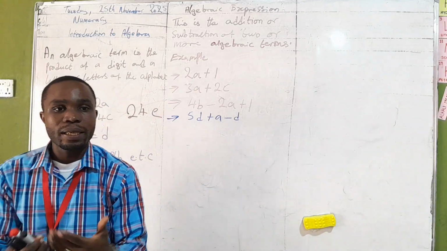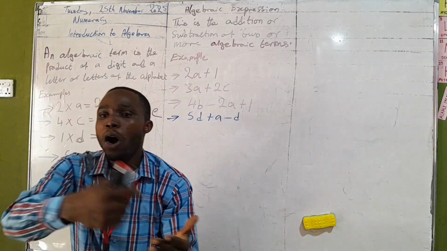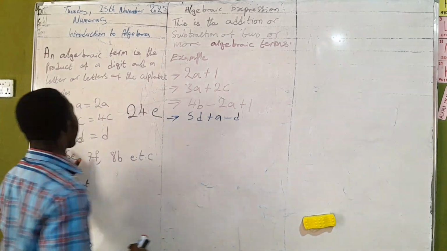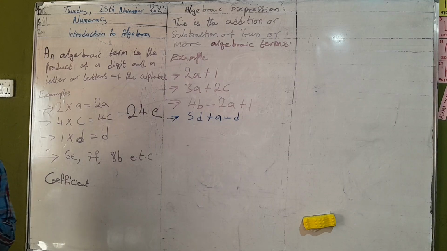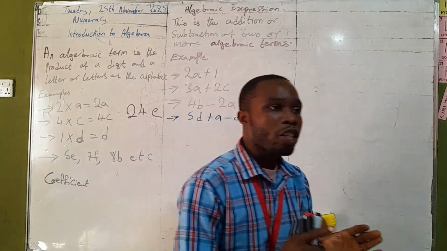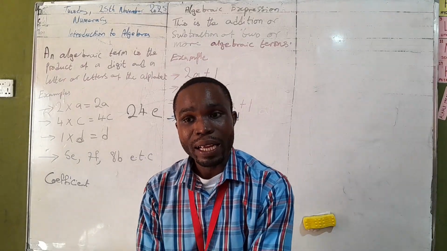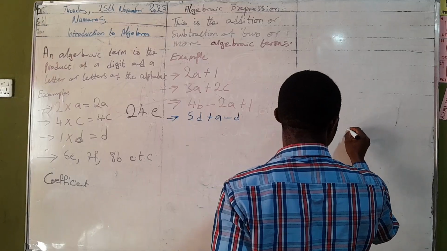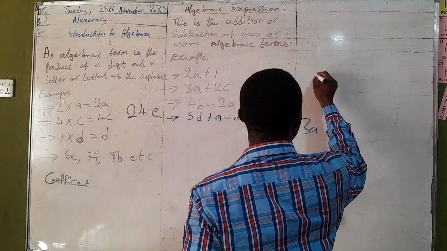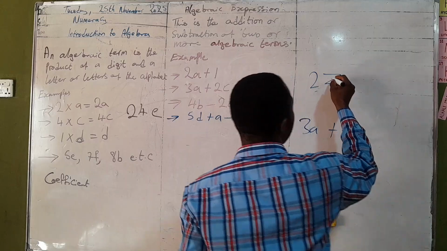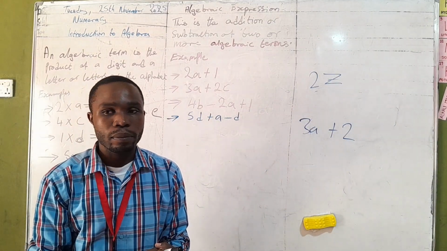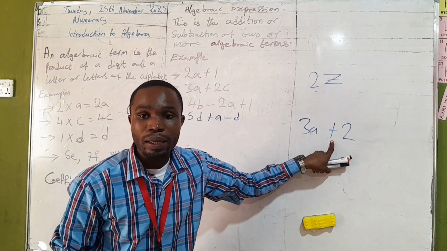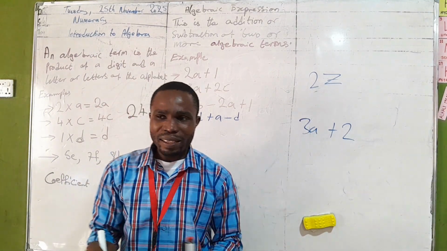So each of these, in this case, two or more algebraic terms are added or subtracted together, while here, we just look at the term. So you should be able to differentiate between an algebraic expression and an algebraic term. So if I have something like 3a plus 2 and 2z, which of these is an algebraic term? 2z. 2z is an algebraic term, and this is an algebraic expression. Is that taken?